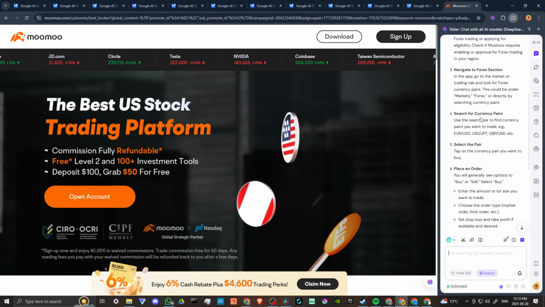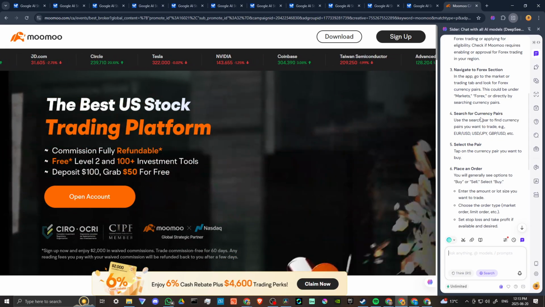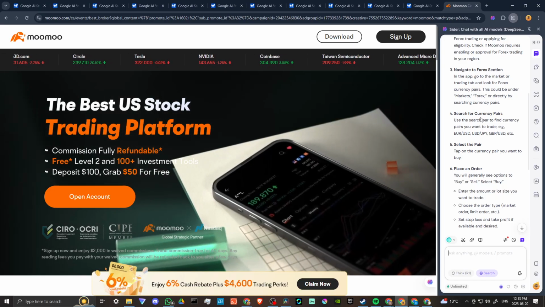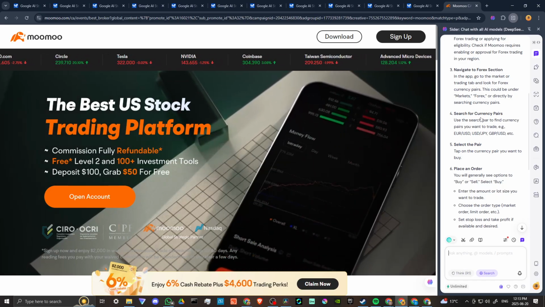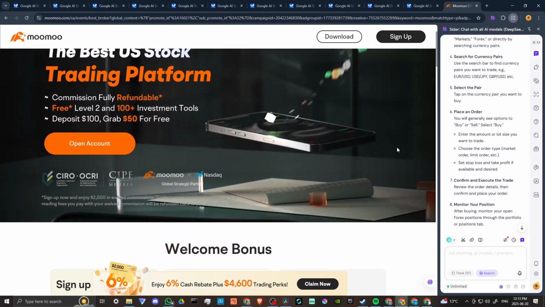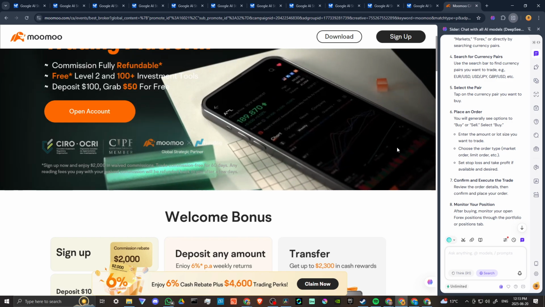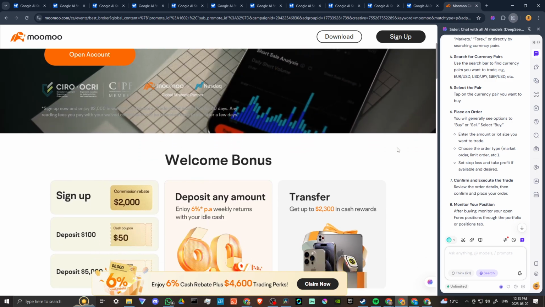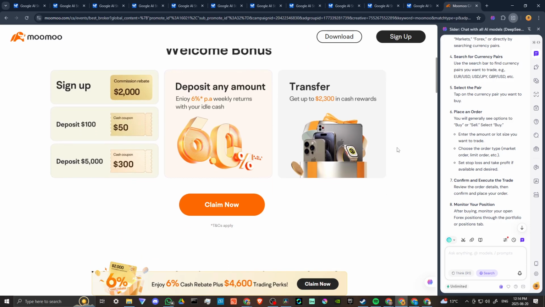In the app, go to the Market or Trading tab and look for Forex currency pairs. This could be under Markets, Forex, or directly by searching currency pairs. Use the search bar to find currency pairs you want to trade, either Euro, USD, etc. Tap on the currency pair you want to buy.